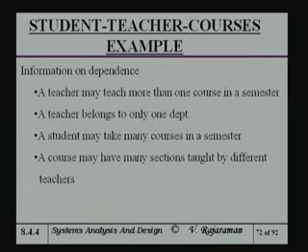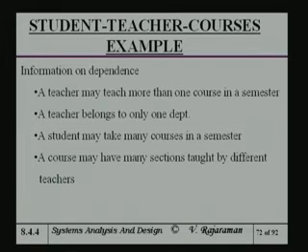Take another example. A student-teacher course example. A teacher may teach more than one course in a semester, and these are the assumptions I have made. Okay, and there is a dependence based on the assumptions. A teacher belongs to only one department. I am assuming that it is not a situation where a teacher is part-time in various departments. A teacher belongs to only one department. A student may take many courses in a semester. A course may have many sections taught by different teachers.